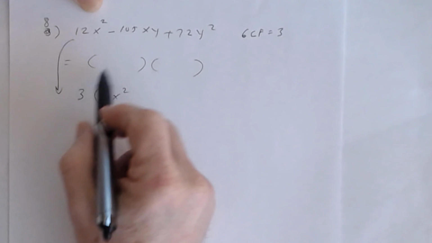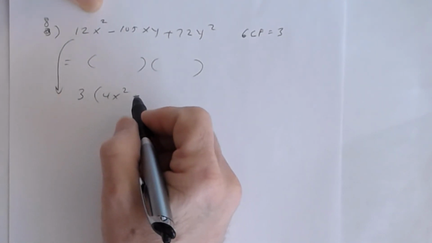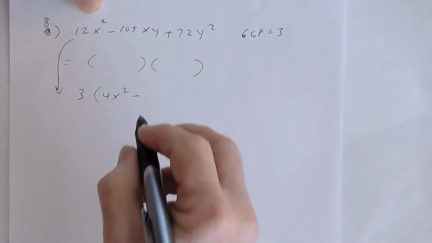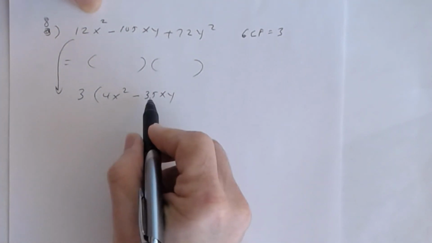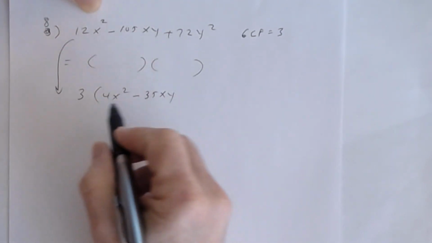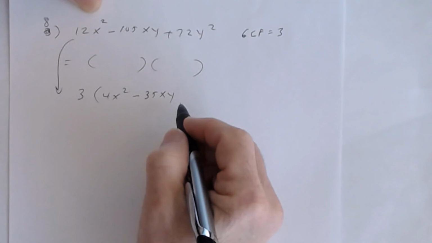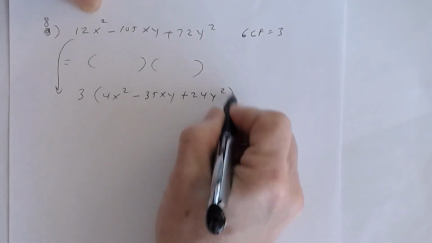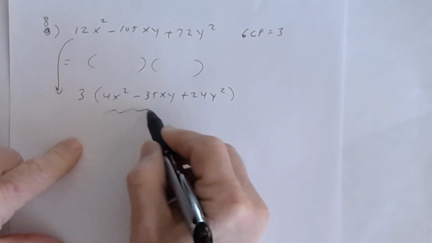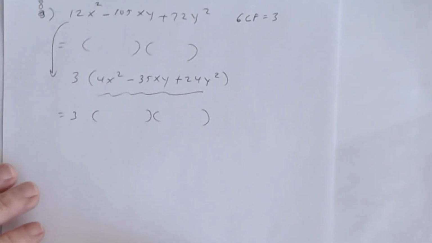And then 3 times, and I think that's going to be, let me take a calculator, 35xy. 3 times 35 is negative 105. And then 3 times, and I think that's going to be 24. So plus 24y squared. So now we're going to factor this. So we're going to go 3 times 2 binomials.